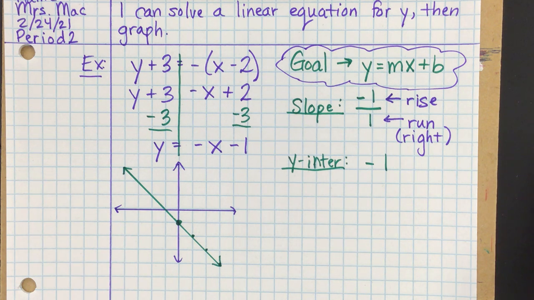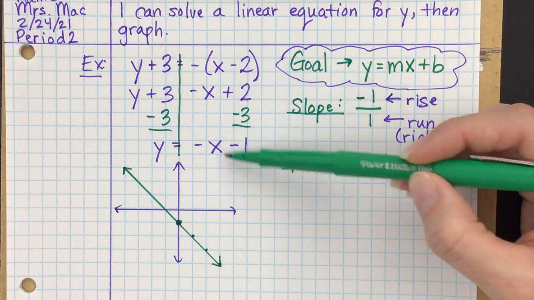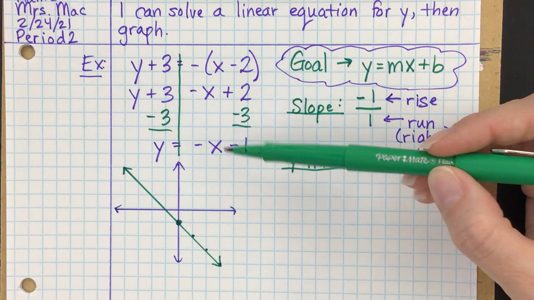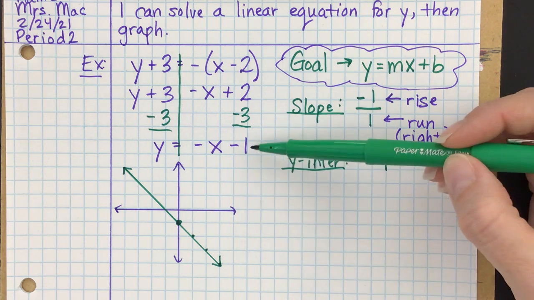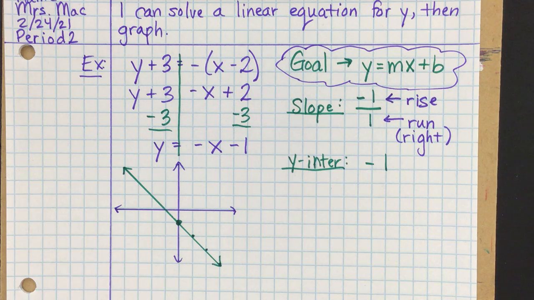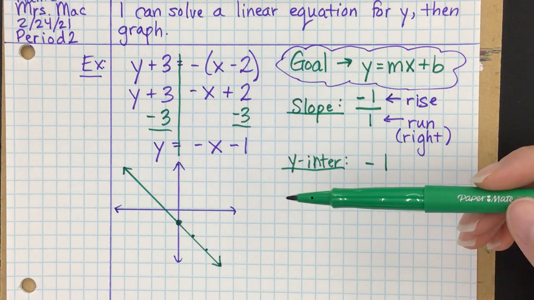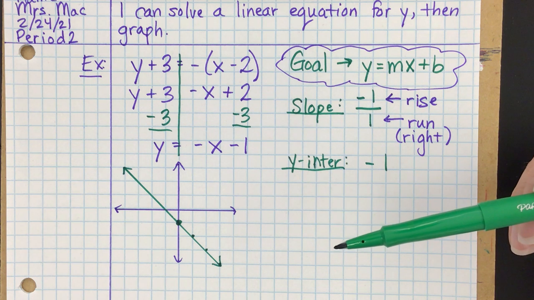Dylan. How is the y-intercept -1? Because you're subtracting 1, and whenever you're subtracting 1, we take that whole shebang with us, and we say it's -1. If it had been +1, then the y-intercept would be +1.